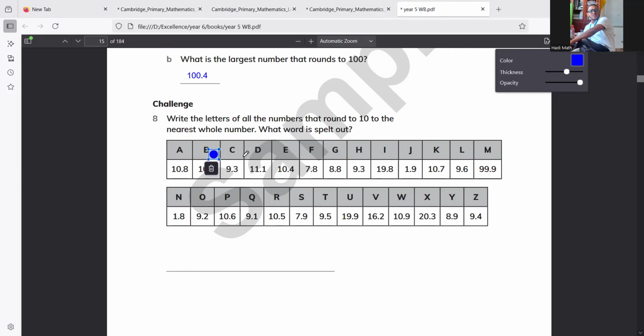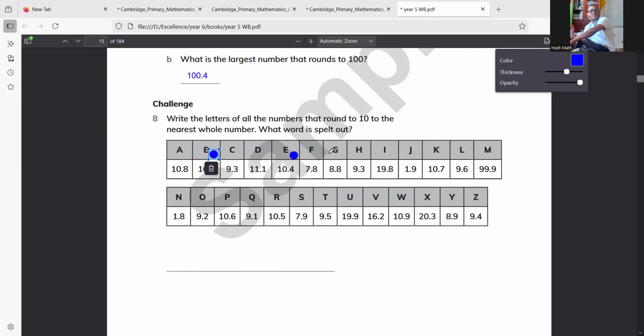Then this is 9.3. Rounded to the nearest whole, it's going to give you just 9, because 3 is less than 5. 11.1 is going to be just 11. 9.4 or 10.4 also will give you 10, because 4 is less than 5, so you're not adding. So it is going to be 10.